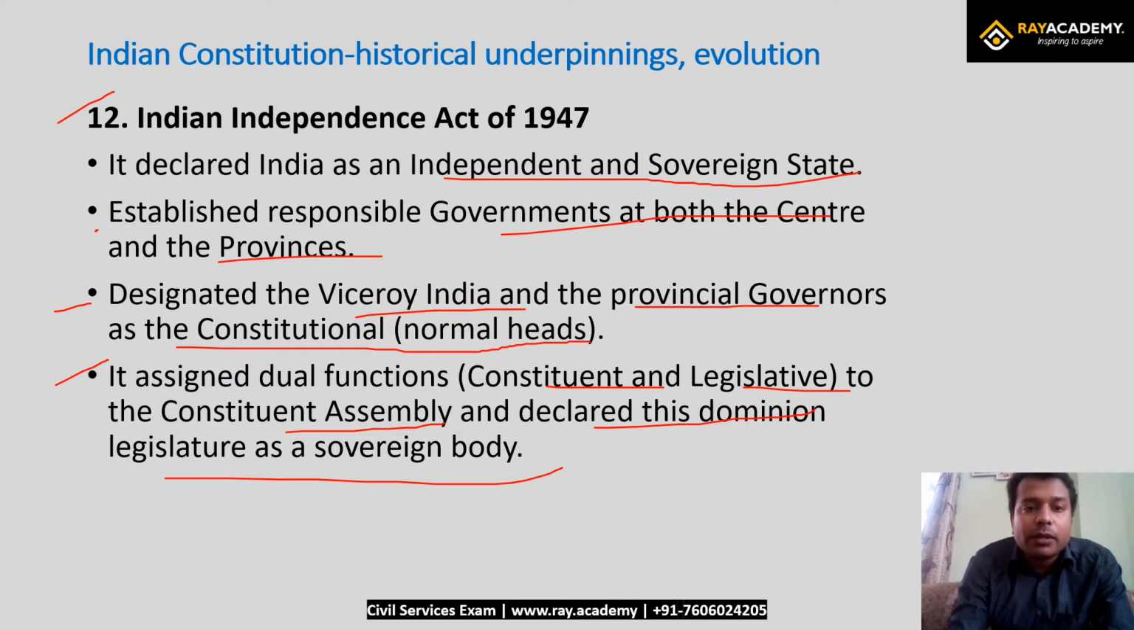With that, we have completed the historical underpinnings and their evolution. I again suggest to all of you, please try to revise, as this is more factual information, so you need to revise again and again. A couple of questions may come, and if they do, those questions will definitely be factual in nature from the prelims perspective primarily.